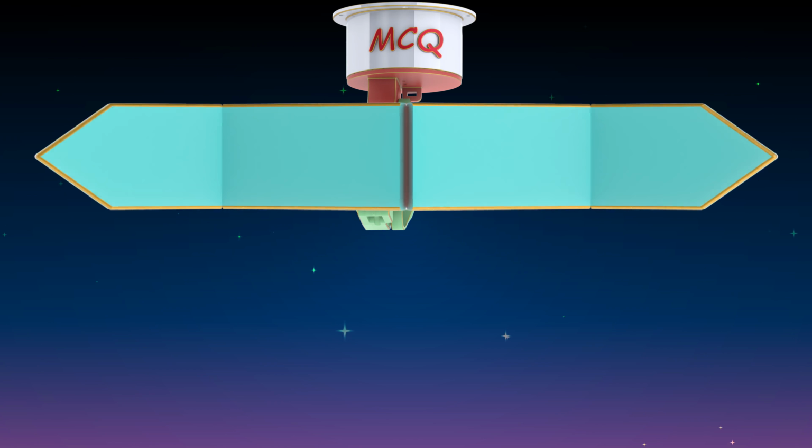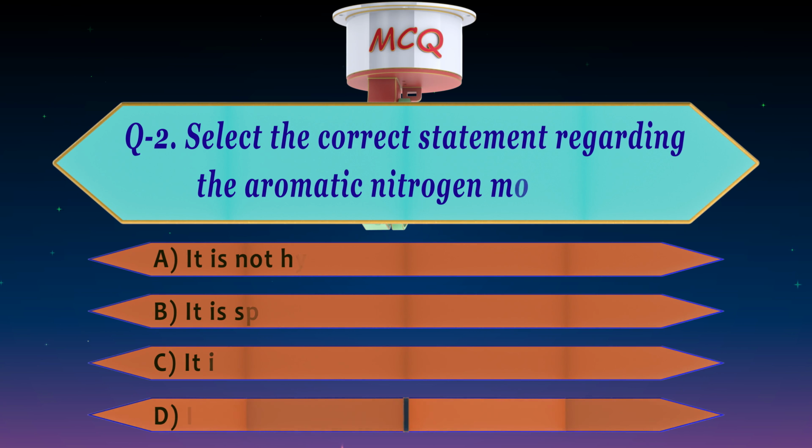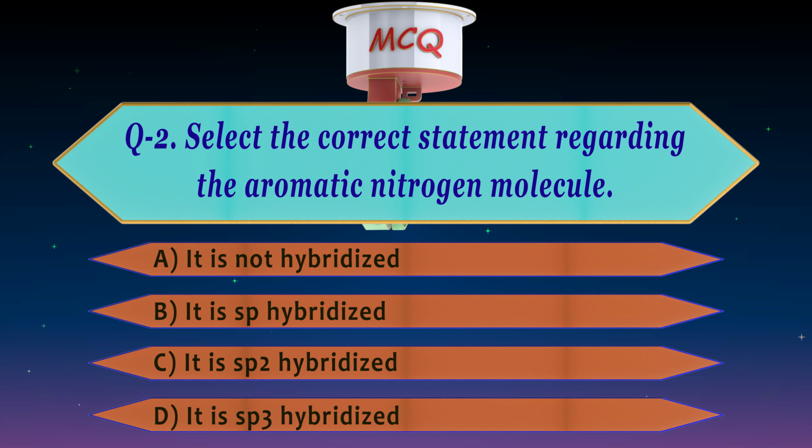Second question is, select the correct statement regarding the aromatic nitrogen molecule. If we talk about the nitrogen molecule, it means N triple bond N, that is the N2 molecule. So in this nitrogen molecule we have 3 bonds, meaning the triple bond. So this is sp2 hybridized. So option C is correct.